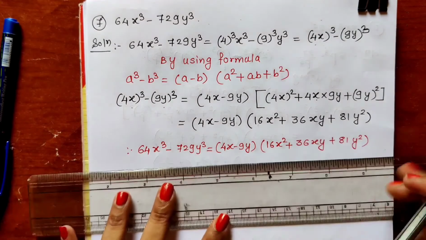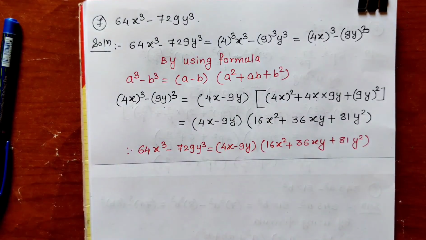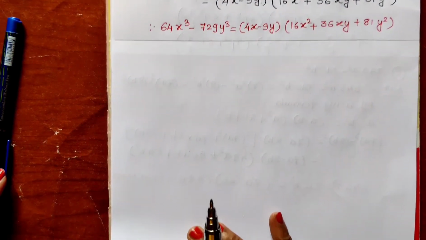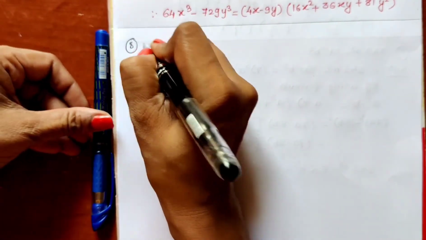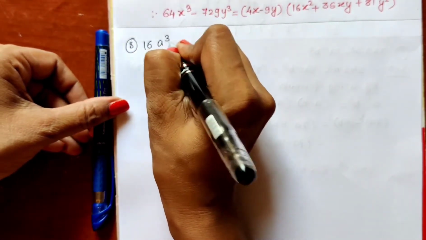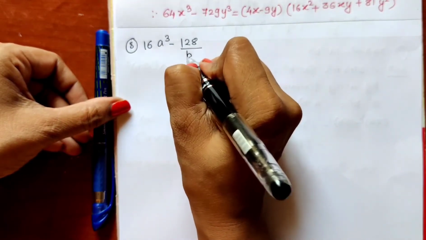Now we will solve the last sum from this question number 1. Last sum is 8th sum. It is given 16a cube minus 128b cube.